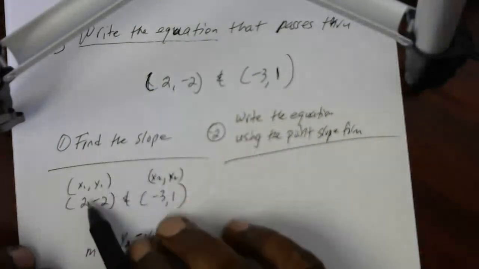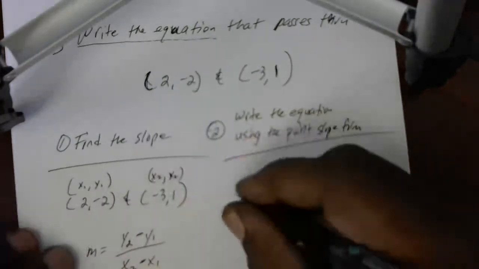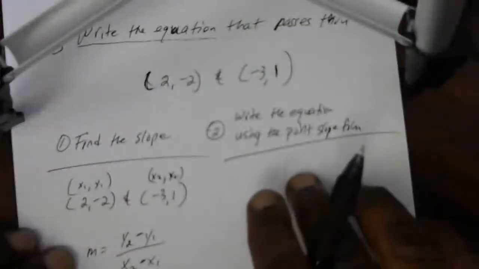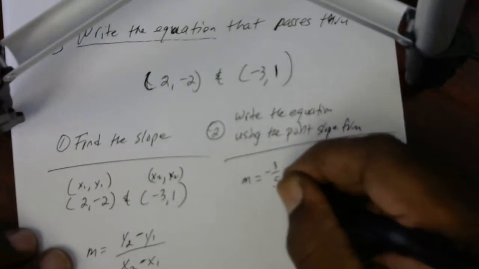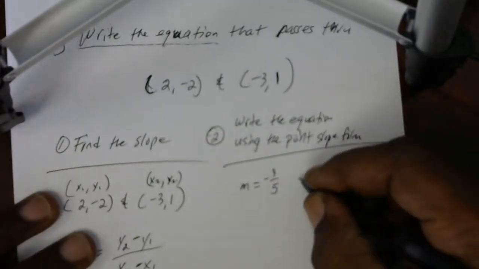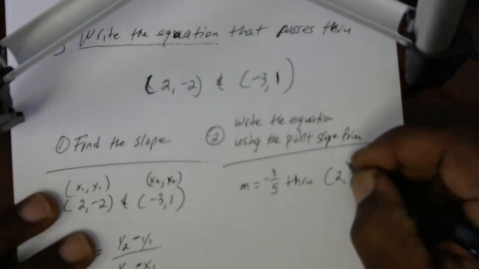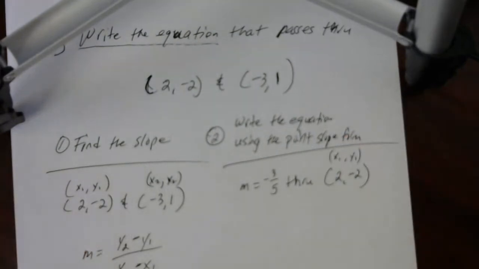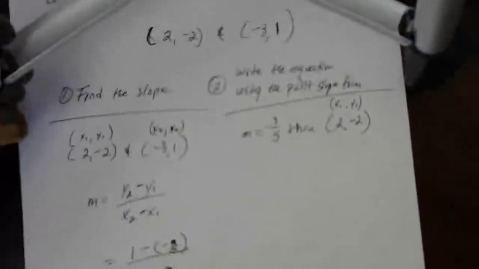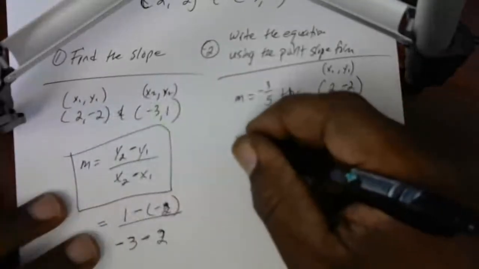But I'm going to use the x1, y1. All right, so here I'm just going to write out all of the ingredients I'm going to use over here. So m is equal to -3/5, and it passes through 2, -2, and that's my x1, y1. All right, so now I'm just going to rewrite the point slope form.